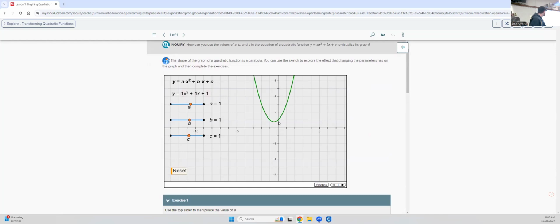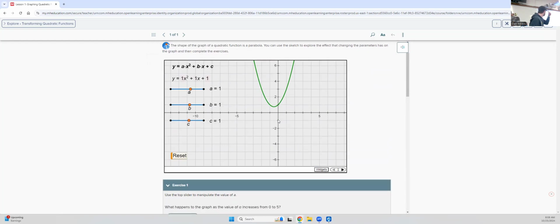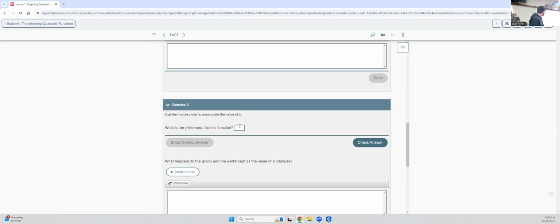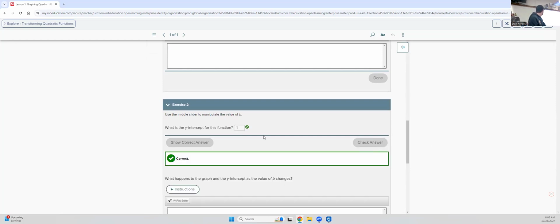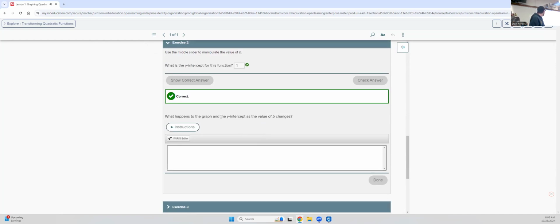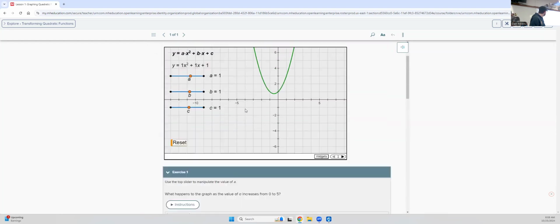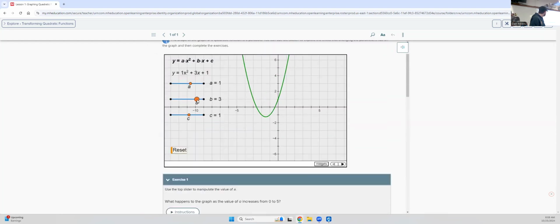Where's it cross the y-axis? At 1. So the graph crosses the y-axis at 1. All right. What happens to the graph and the y-intercept as the value of B changes? So if we move B and make it larger, it's moving it to the left, but what's happening to the y-intercept here? Yeah, nothing. The y-intercept is not changing as we move the value of B positive and negative.